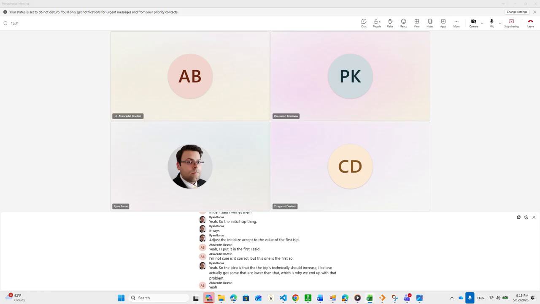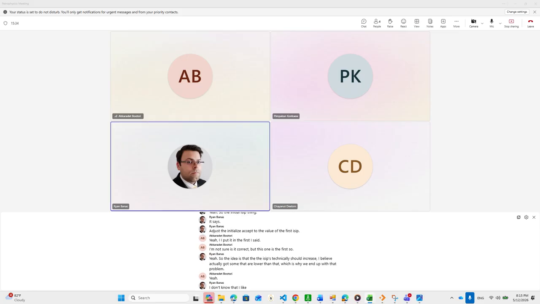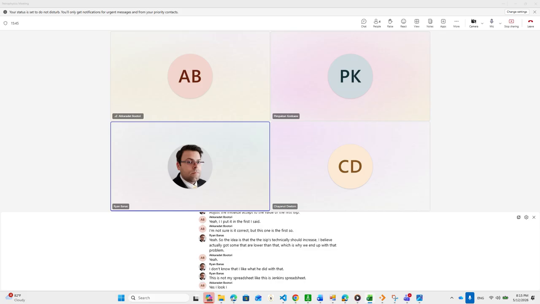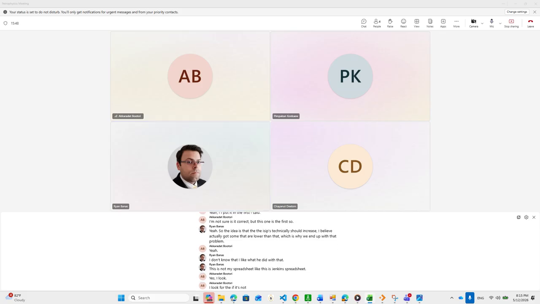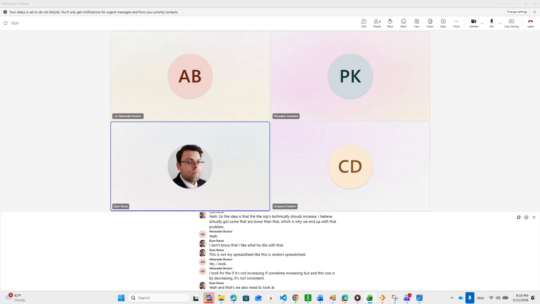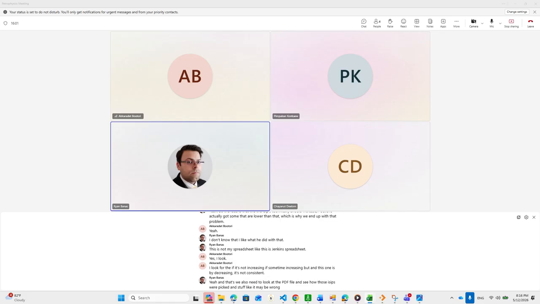I don't know that I like what he did with that. This is not my spreadsheet, right? This is Jenkins' spreadsheet. We also need to look at the PDF file and see how those ISIPs were picked, right? It may be wrong where they picked that.